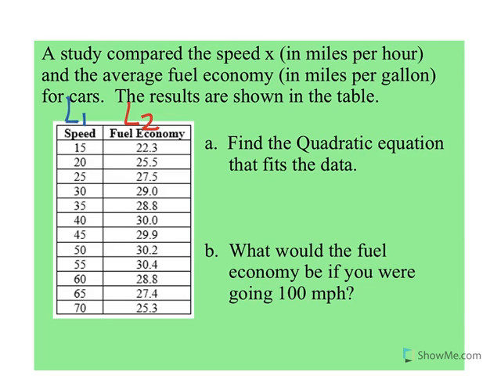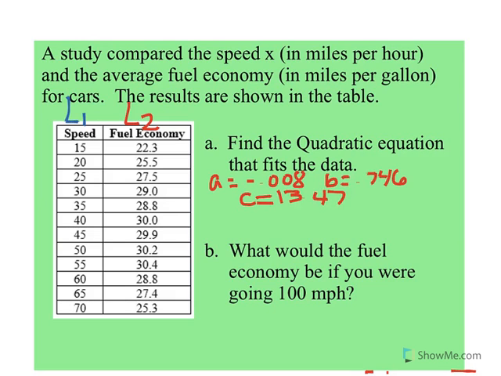If not, you're just doing Stat, slide over to Calculate, number 5 quadratic regression, and then go all the way down to Calculate. When you do that, you will see that A is equal to negative 0.008, B is equal to 0.746 if we round, and C is equal to 13.47.